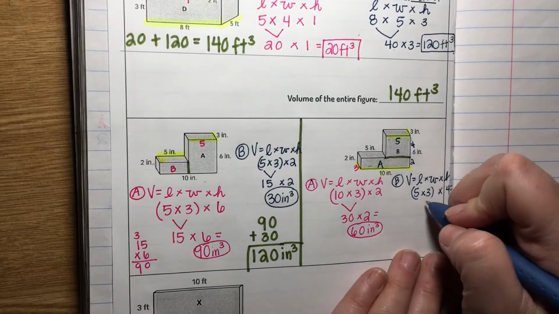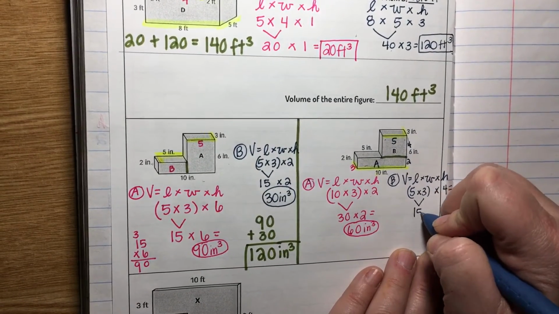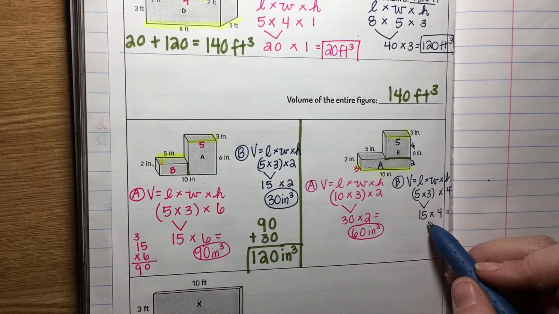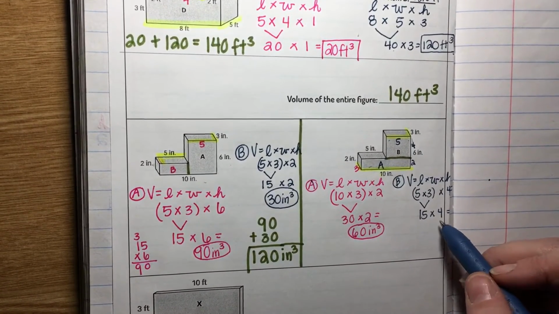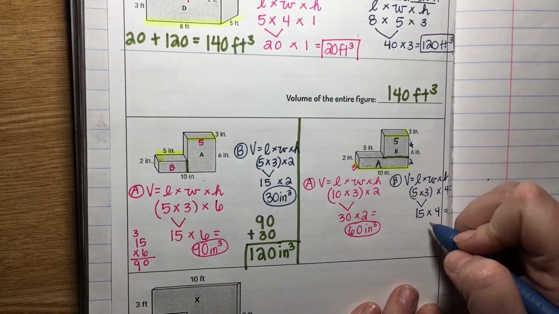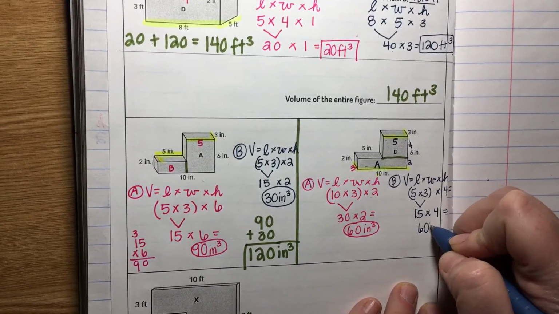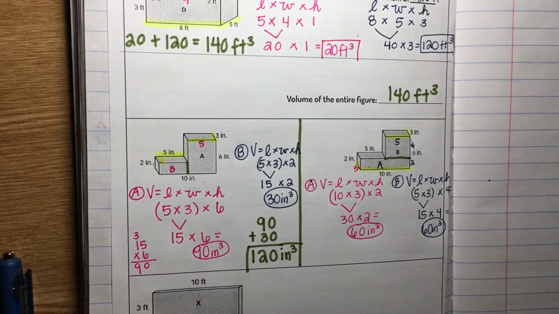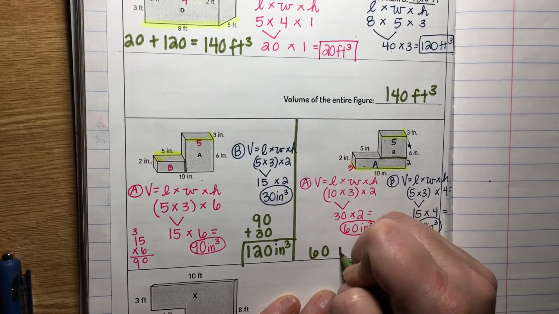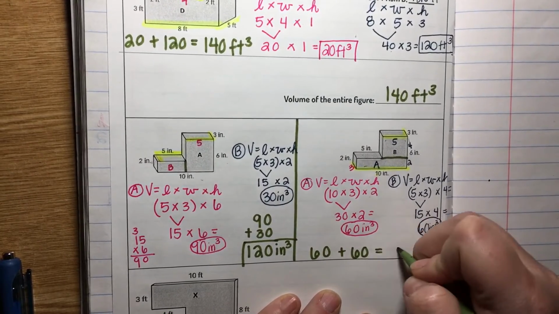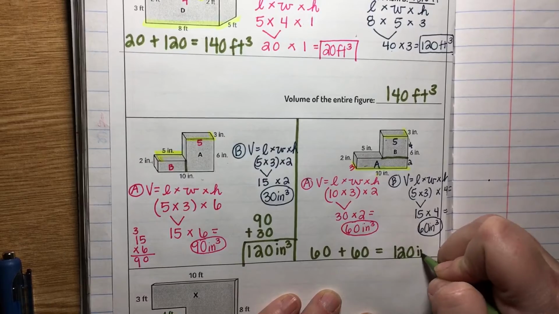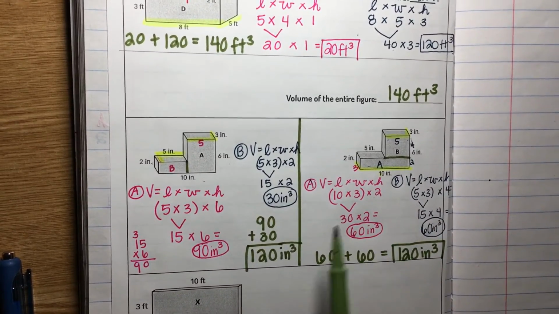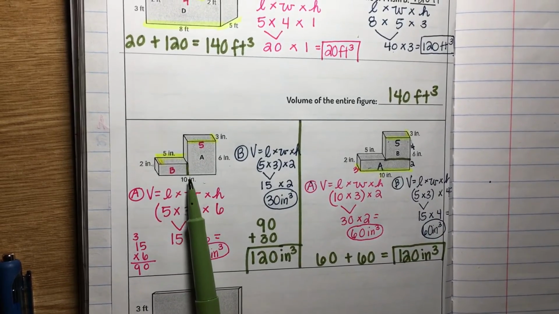All right, so 5 times 3 gives us 15 times that 4. So 4 groups of 15, and if I double 15, I get 30. And if I double 30, that's going to give me 60. So my last step is to add them together. So I've got 60 plus 60 to get 120 inches cubed.